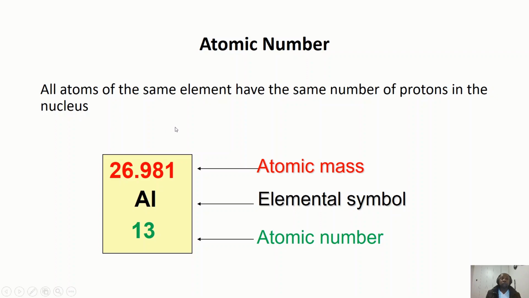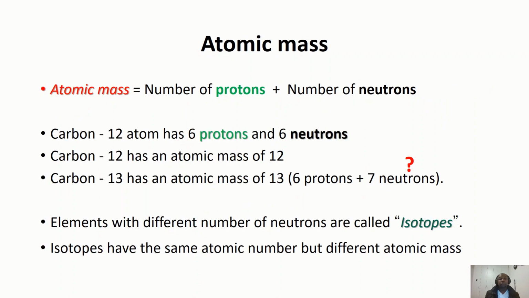All atoms of the same element will have the same number of protons in their nucleus. We always emphasize that the protons are in the nucleus. So the atomic number doesn't change. Atomic mass can change. It depends on the number of neutrons that the element has, which we're going to talk about later. Then we move to atomic mass.